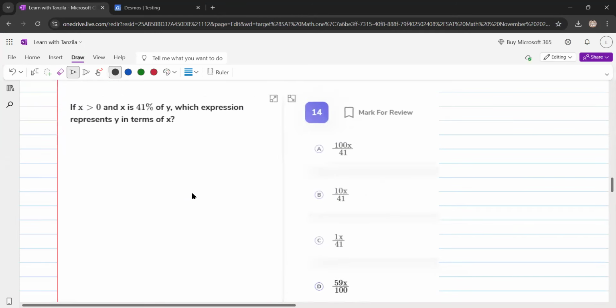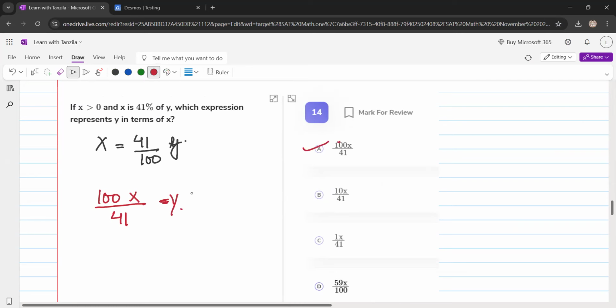So x is greater than 0 and x is 41% of y. X is 41% of y. Of y means times y. So I'm just writing y without doing the times. Which expression represents y in terms of x? This is simple. Just move 41 over 100, transpose it, or multiply with 100 over 41 on both sides, however you do it. So it will be 100x over 41 equals y. That's your answer. It is option A. Done.